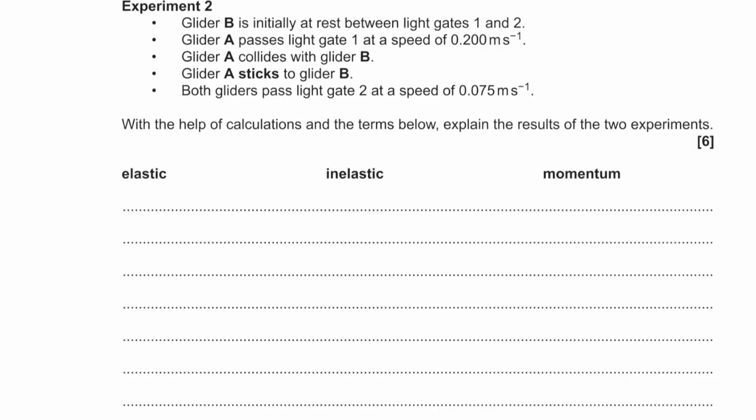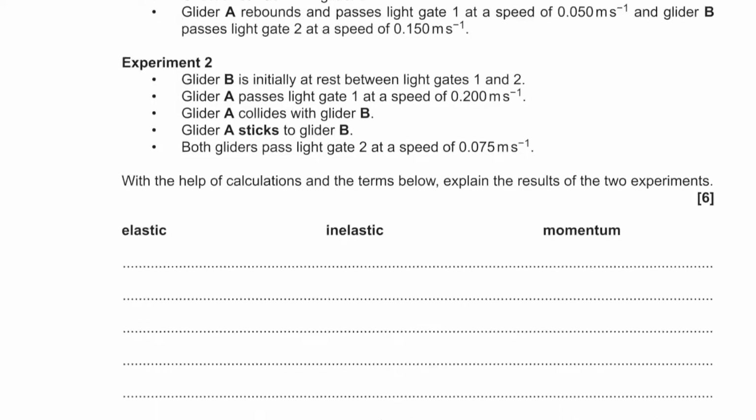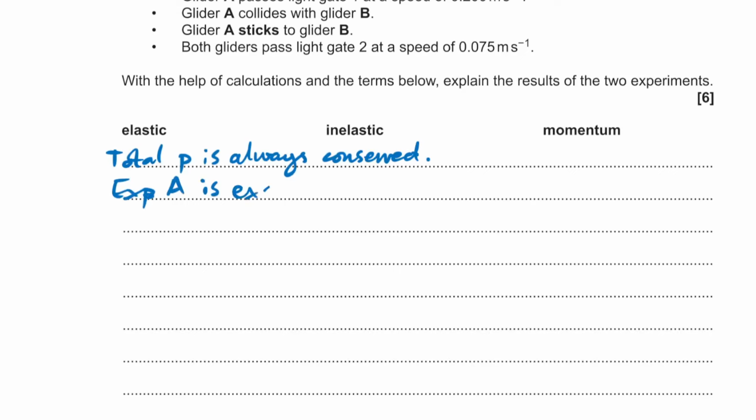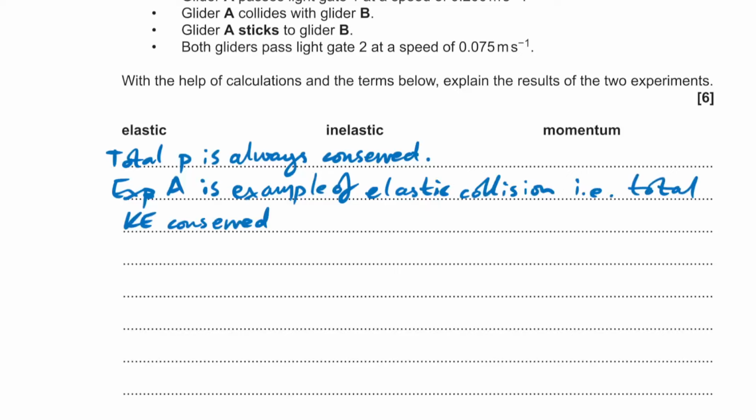Right. With the help of calculations and terms below. Okay, not too bad. So we can say, first of all, total momentum is always conserved. Experiment A is an example of elastic collision, i.e. total KE conserved. Do we have to prove the momentum is conserved in both cases? I don't know. Let's just do the whole kinetic energy thing, shall we?